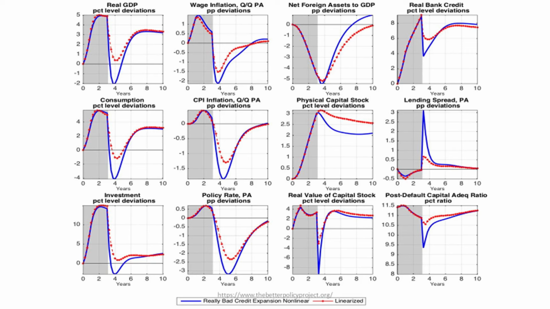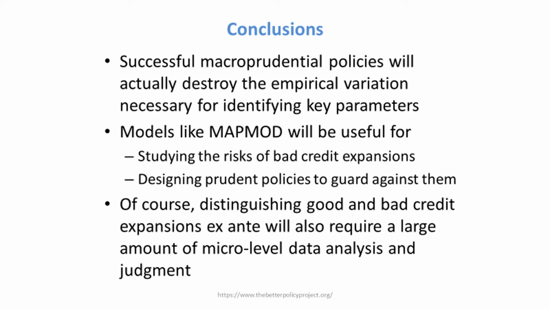Despite the success of macroprudential policies in stabilizing financial systems, there is an ironic downside. They reduce the empirical variation necessary for identifying key economic parameters. Countries that successfully avoid financial crises through effective policies may lack the data to study such crises in depth. This underscores the importance of examining global experiences and learning from diverse case studies. Models like MapMod are invaluable for understanding credit risks and designing policies to mitigate financial vulnerabilities.